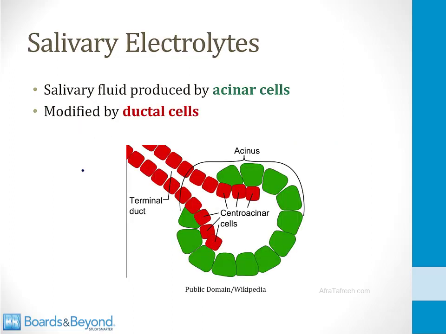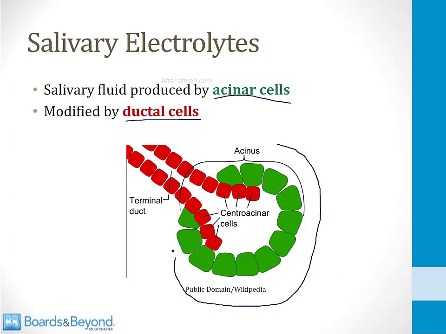Let's talk about the electrolytes that are found in saliva. There are two important cell types responsible for production of electrolytes in saliva. The first cell type are the acinar cells, the second are the ductal cells. The word acinar means berry, so the acinar cells are the cells found in this berry portion of a salivary gland, and then the ductal cells line the duct going out to the mouth.